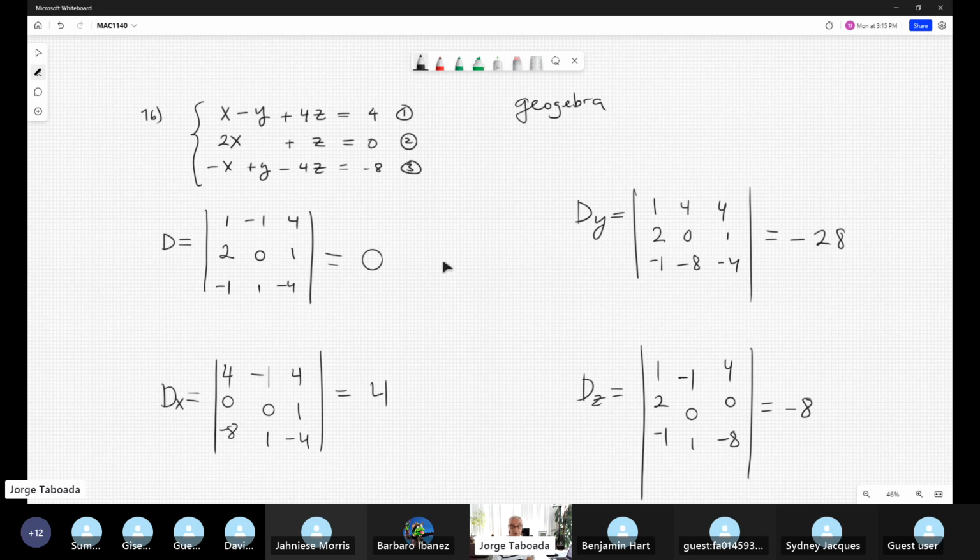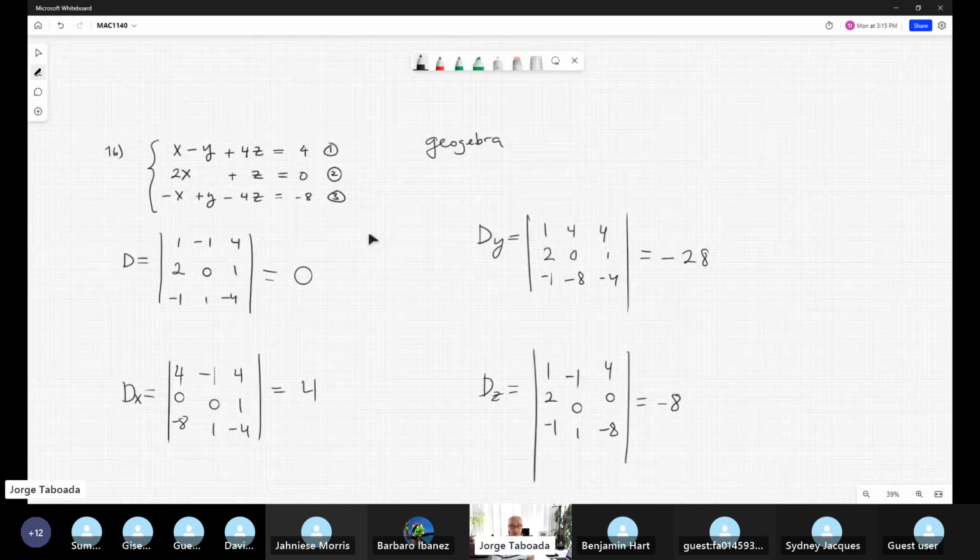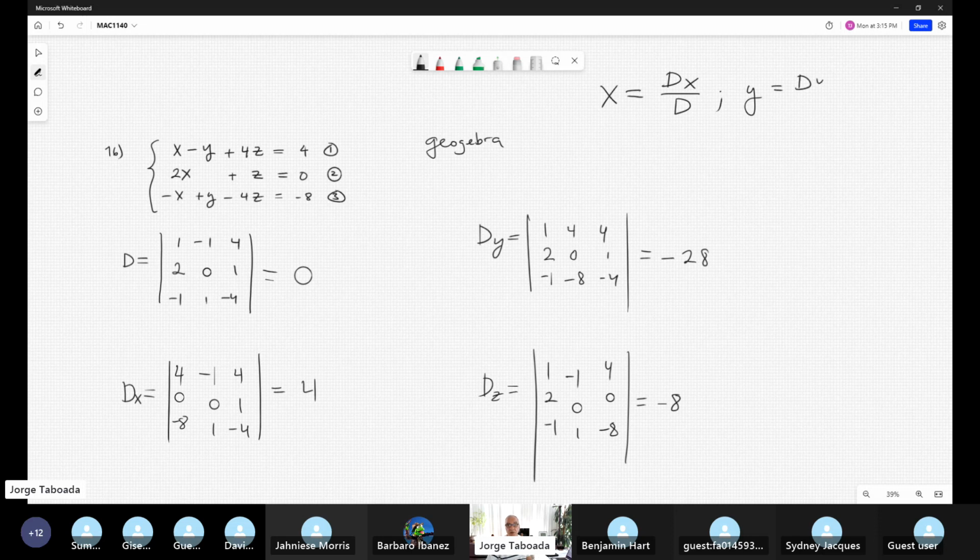Remember the formula for the Cramer's rule. x is equal dx divided by d; y is equal dy divided by d; z is equal dz divided by d. If d is 0, you have 4 divided by 0, undefined, mistake, error. So this smells not good. It's impossible to have unique solution. It's no solution. Okay, it's no solution, guys.